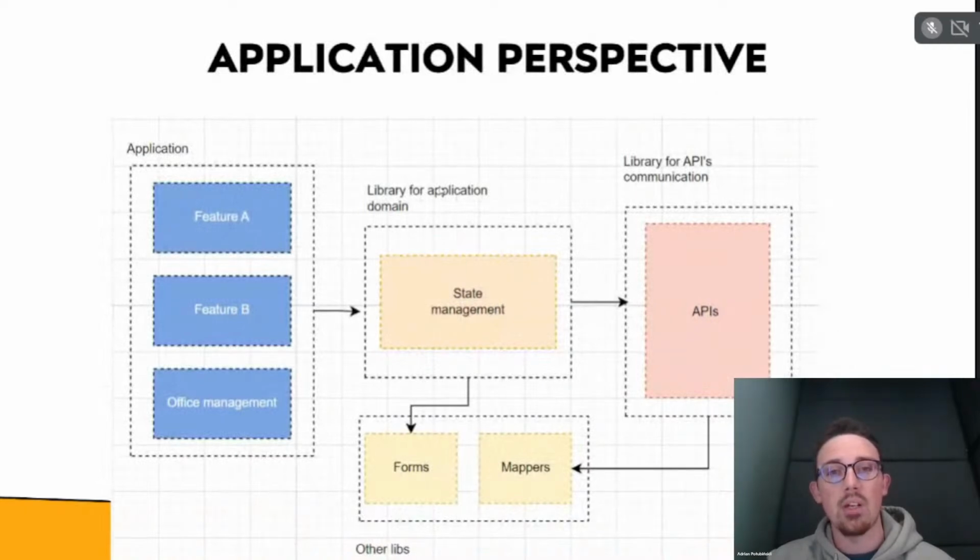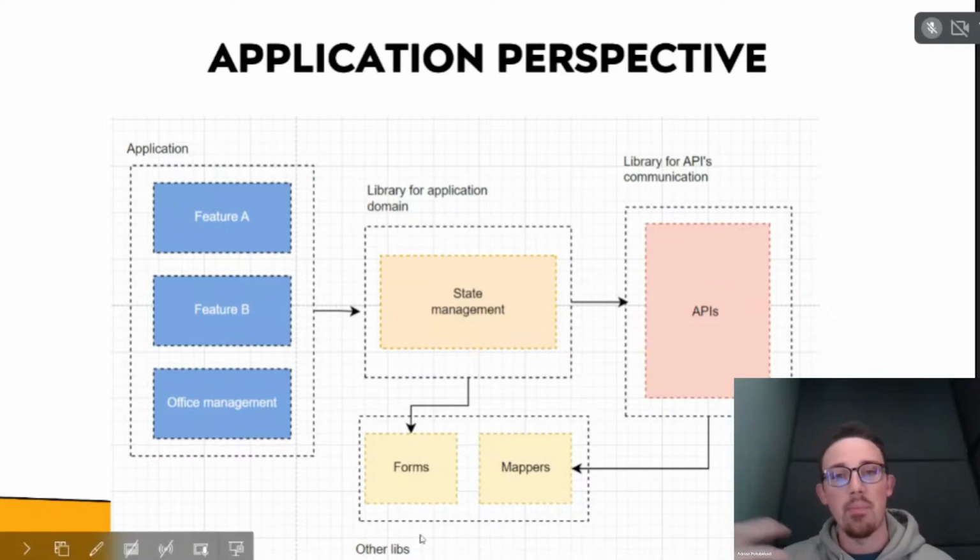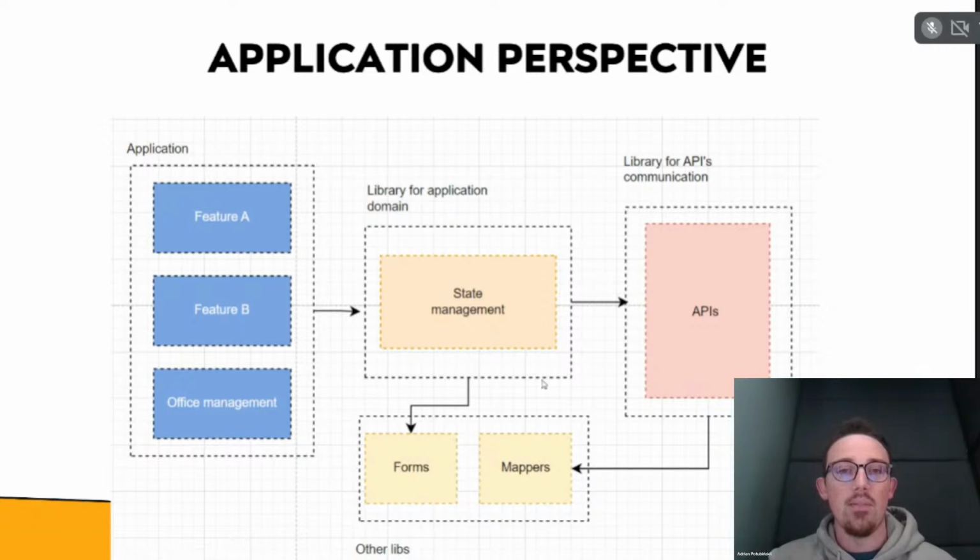We can divide our system into layers, like the application, which will contain dedicated features like office management, user management, dashboard, etc. State management will be a separate library for this. I will tell you in a second why. We will have another library for communicating with APIs, and other libraries like forms management, mappers, etc. This is pretty atomic, maybe not atomic, but it's divided by roles in the system.